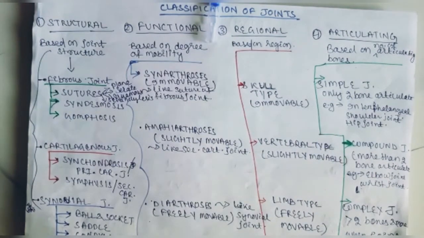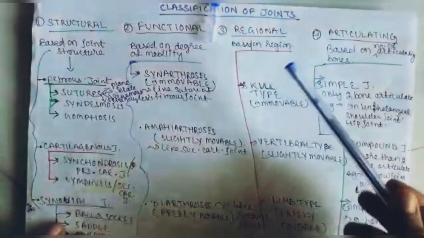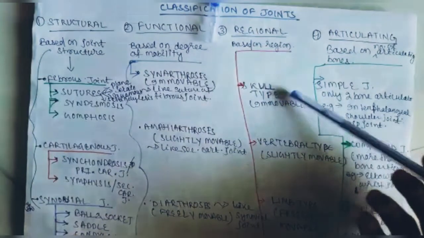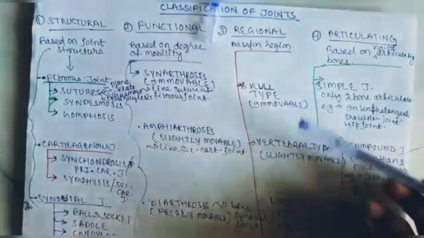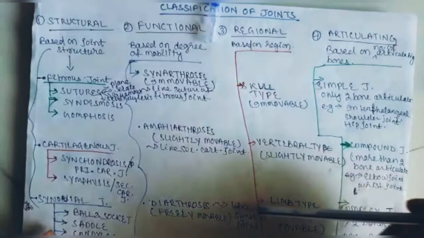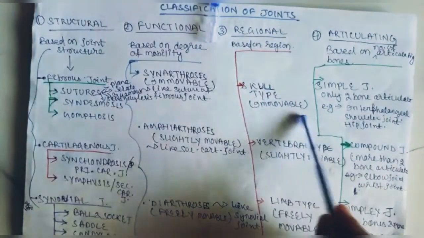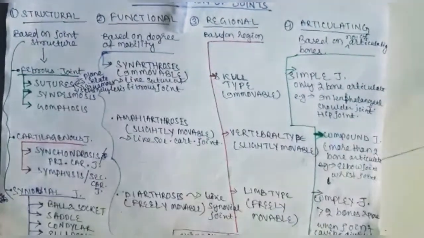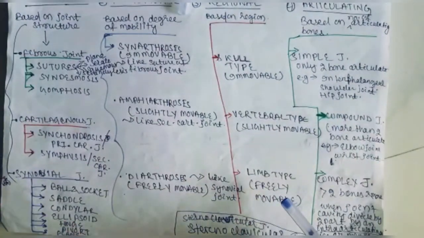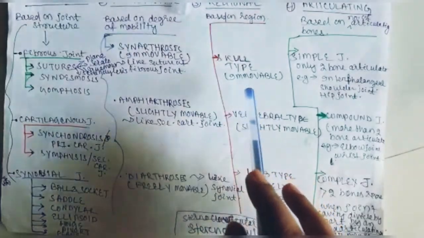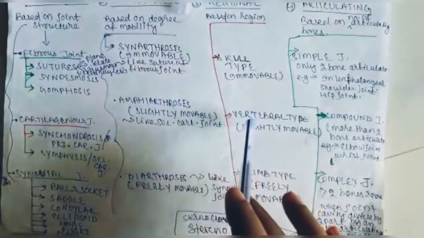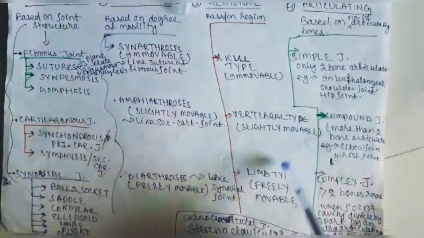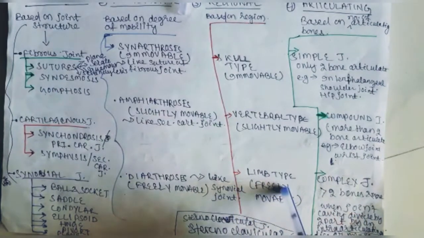Next, number three is your regional type. The regional type is based on the region, the area in which these joints are present. This is also of three types: skull type, vertebral type, and limb type. Skull type is immovable, vertebral type is slightly movable, and limb type is freely movable. Skull type means all the joints in the skull region, vertebral type means all the joints in the vertebral region, and limb type means all the joints in the limb region.